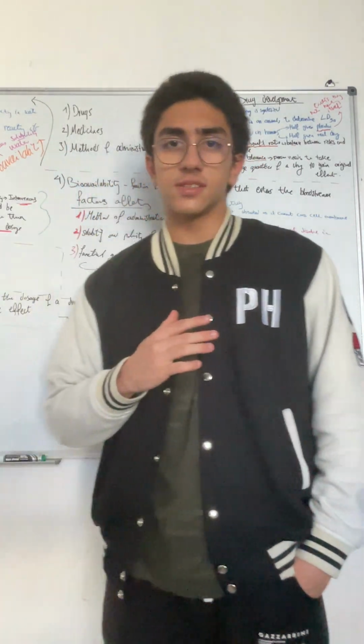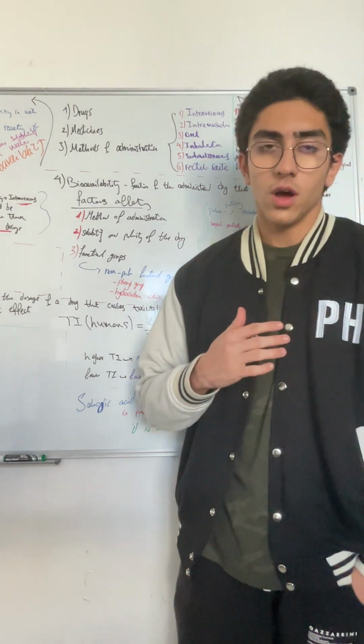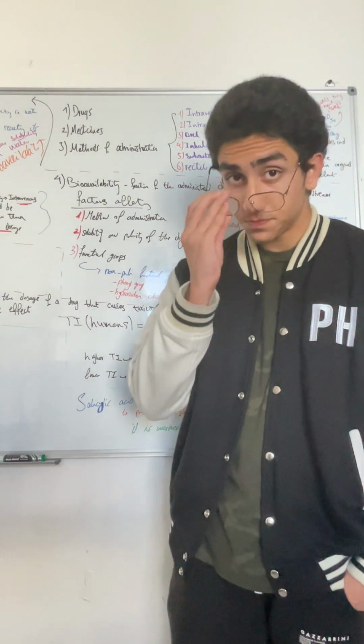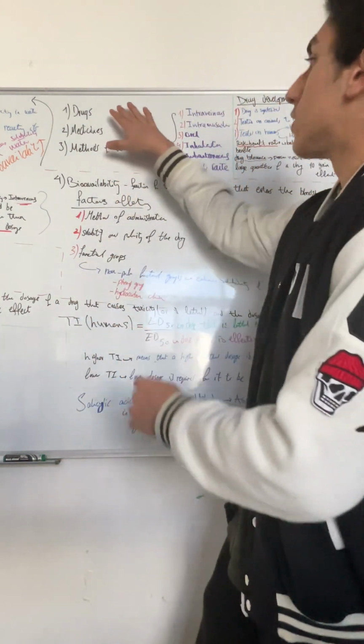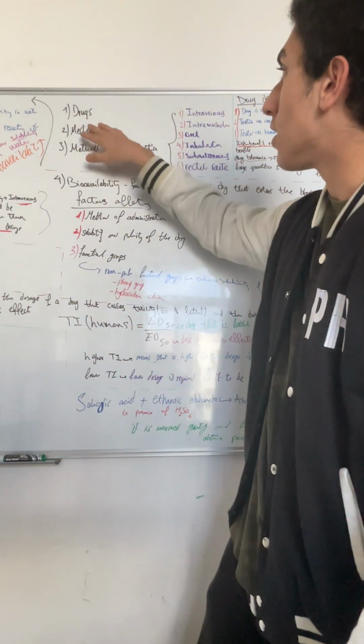Right, so this is option D of IB chemistry. Now this is a quick overview of the lesson. First things first, we're going to start right here. So we have drugs and medicines.